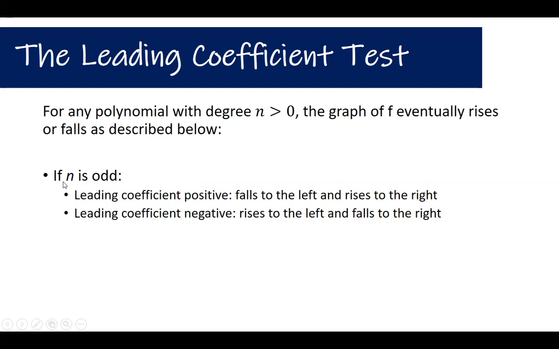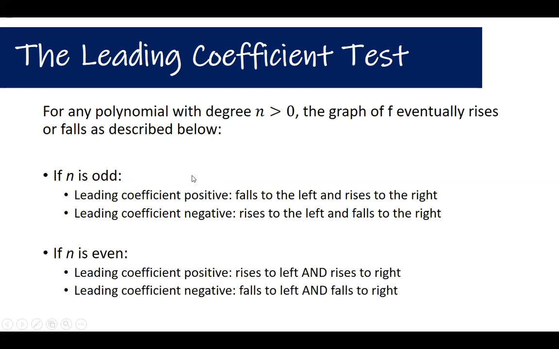So notice here, if n is odd, then one side is doing one thing and the other side is doing the other thing. You just need to decide which way they're going. On the other hand, if n is even and your leading coefficient is positive, it rises to the left and it rises to the right. And if that leading coefficient is negative, it's going to fall to the left and fall to the right. So you need to think, if n is even, they're going to go in the same direction as they go off forever.